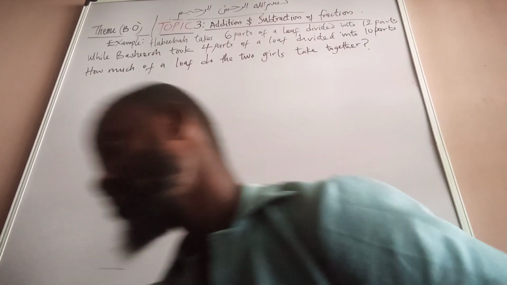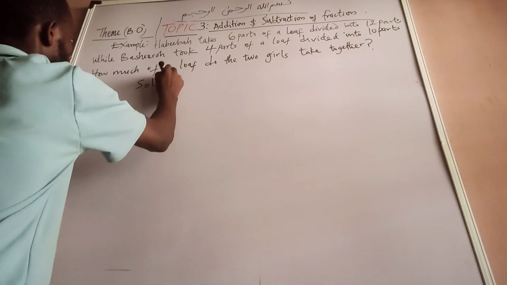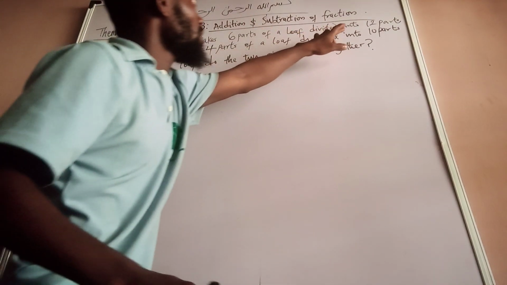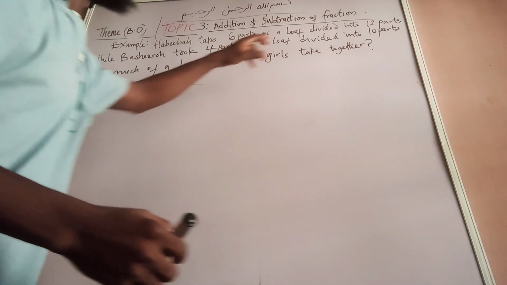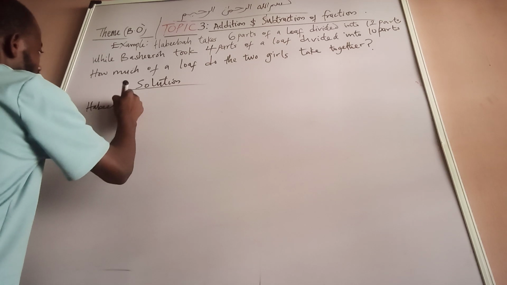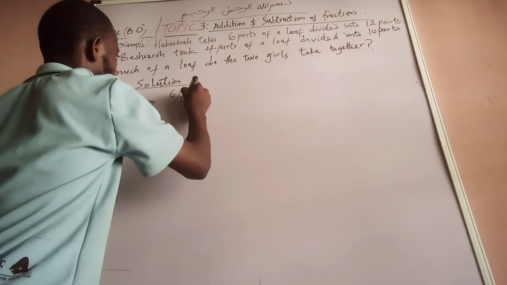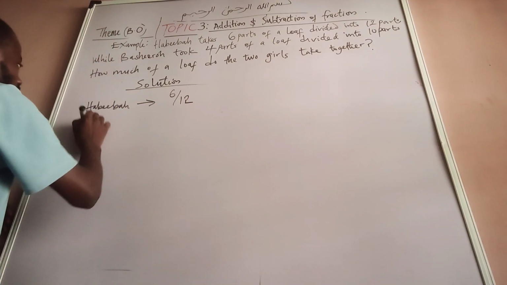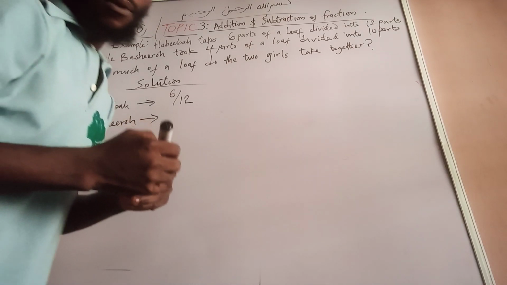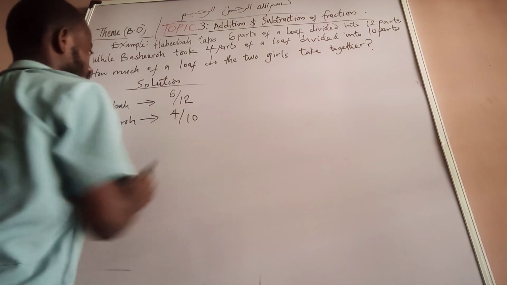So we can see it now. Let's start with the solution, for the first statement. Habiba took 6 parts of the loaf of 12 parts. So Habiba, how many? 6 out of 12, 6 over 12. Bashiro, she took 4 out of 10, 4 over 10.